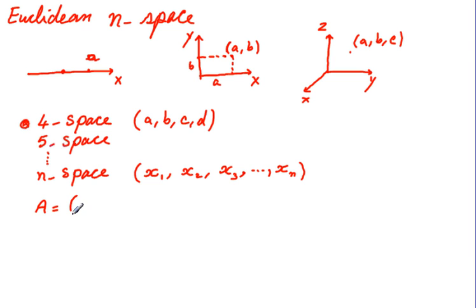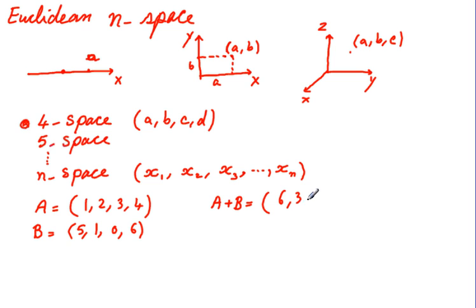So let's pick 2 vectors. I take a vector A, say 1, 2, 3, 4, and vector B, say 5, 1, 0, 6. So if I talk about A plus B, now we don't have the luxury of being able to show them because there's no easy way of visualizing a 4-dimensional space, so we just resort to algebra. A plus B, just add up the corresponding elements as might be suspected.